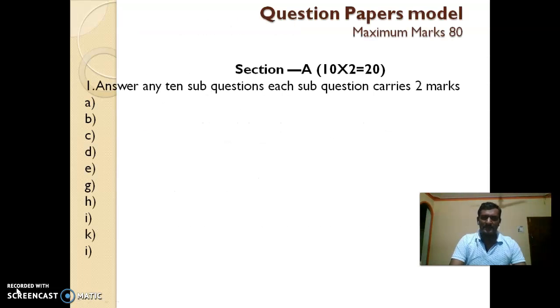Dear students, as far as the question paper model is concerned, this is for an 80 marks theory paper and 20 marks of internal assessment. For theory marks at the semester end, you will have 4 sections. Section A is for 20 marks, 10 questions. You have to attempt 10 questions of 2 marks each out of 12 questions.